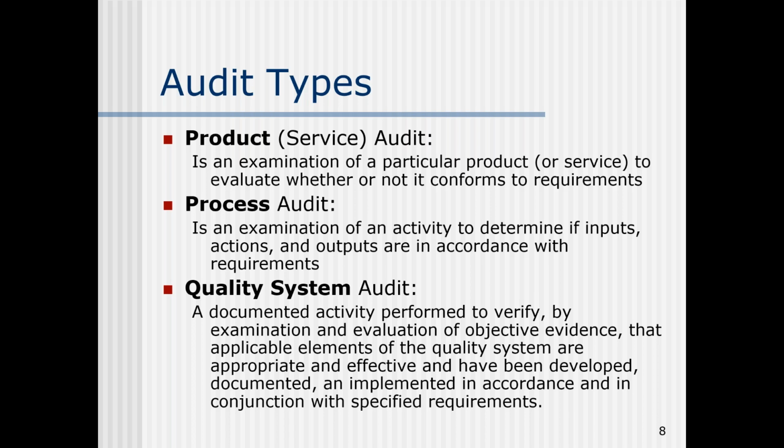So when we audit a full system, we audit by looking at the individual processes to make sure each process works according to the way it's supposed to work, therefore keeping the system intact and making the outputs of the system meet requirements. So the quality system audit is documented activity to verify by examination, evaluation of evidence. So we've already looked at that definition.